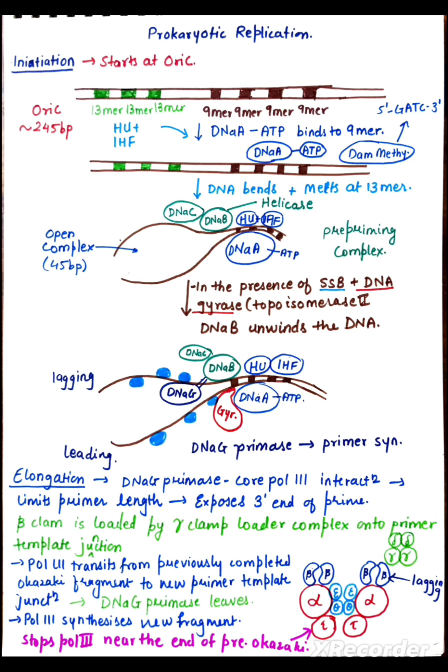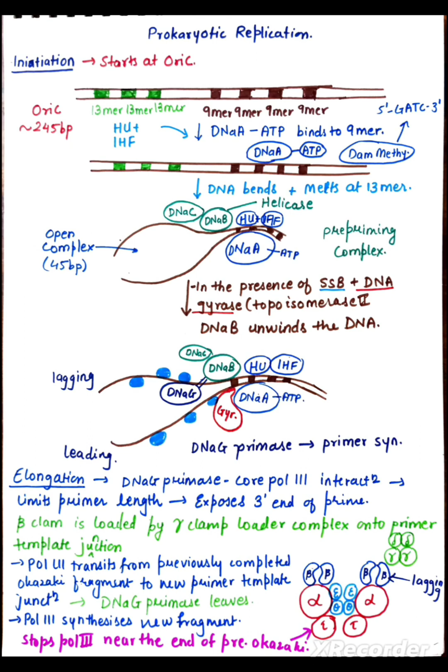Okay, so as the polymerase activity is going on, DnaG primase will leave, and that's the continuous process. Like that, you will find Okazaki fragments. Now polymerase 3 will keep on synthesizing the new fragment, and it will stop near the end of the previous Okazaki fragment, because it has this starting primer there, right? So it will stop there.